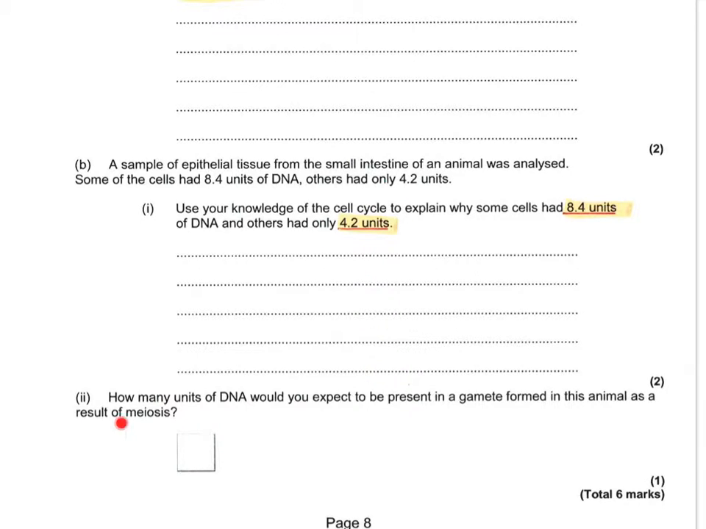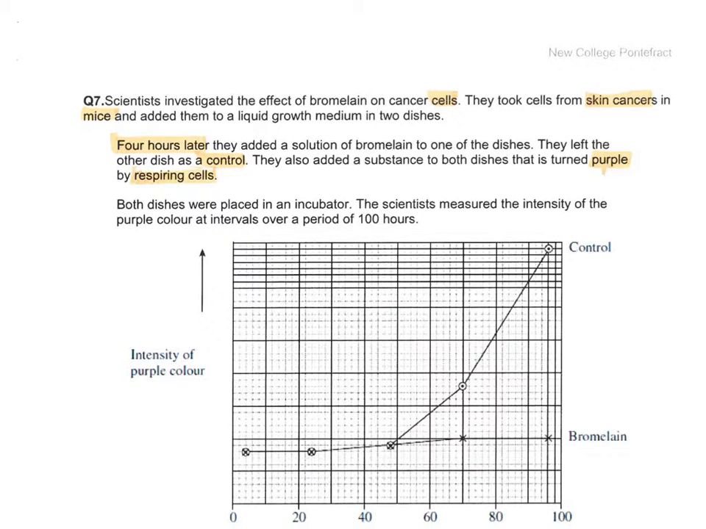In meiosis, it halves the amount of DNA, so this is the amount of DNA in a normal cell, so half of that will be 2.1. You must practice pointing out the points for this. It will really help you with questions later on.